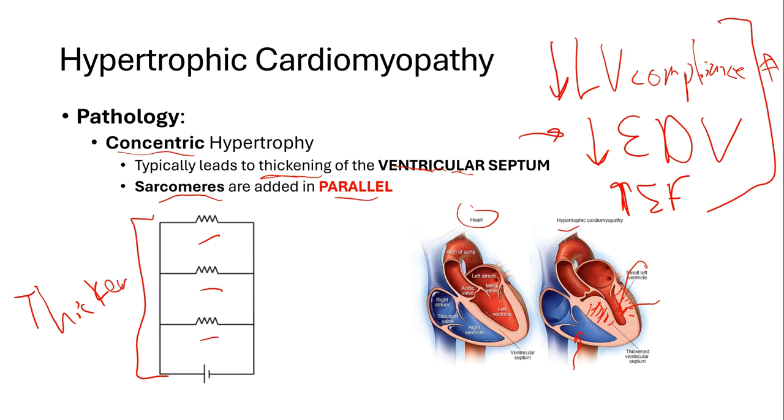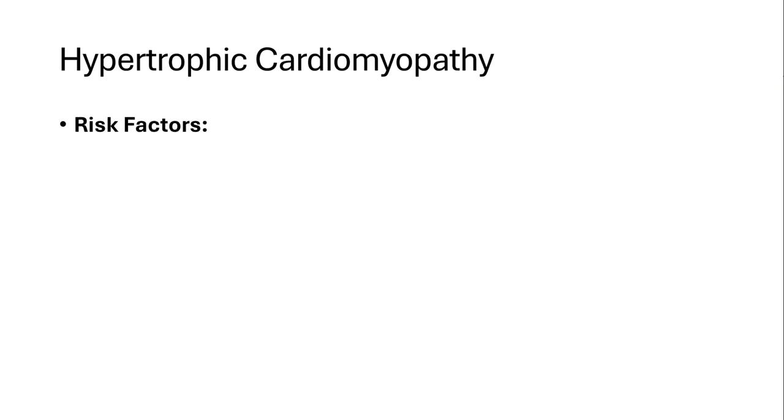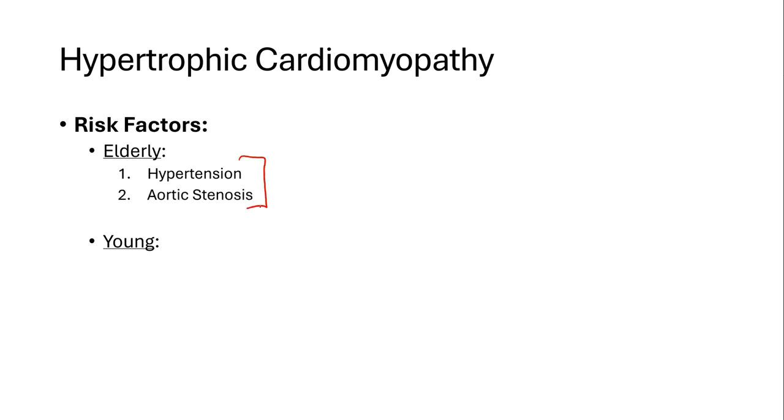So now let's undergo some risk factors that can cause hypertrophic cardiomyopathy. Now, it is important to know that this can be broken down into elderly risk factors and young risk factors. The two primary causes of elderly risk factors are going to be hypertension and aortic stenosis. These are primarily doing the exact same thing. They are increasing the pressure needed in order for that left ventricle to push out blood.